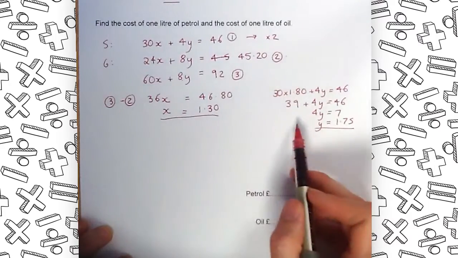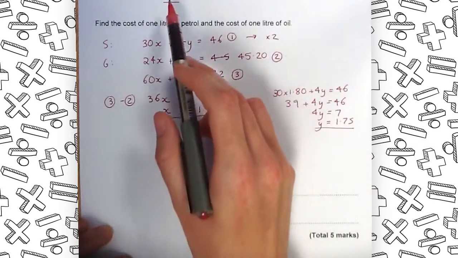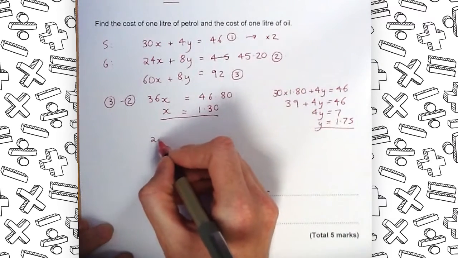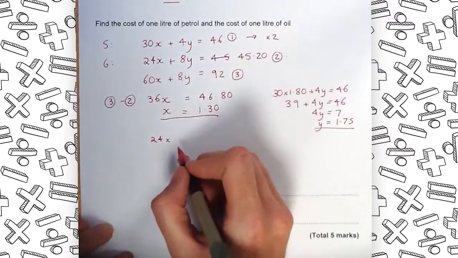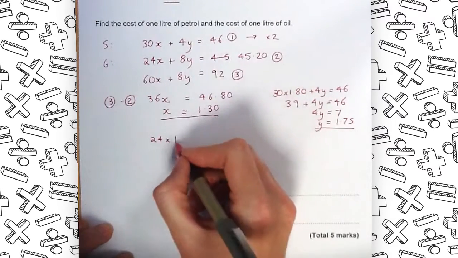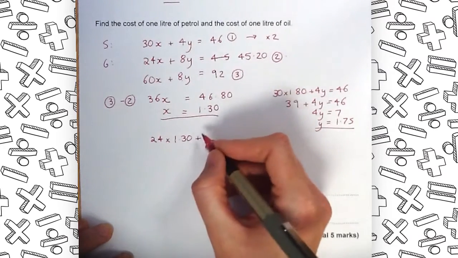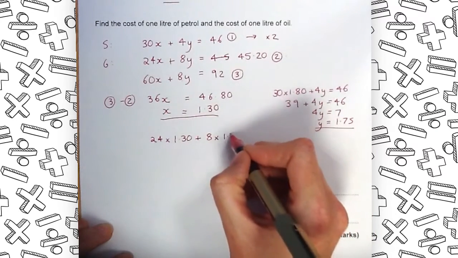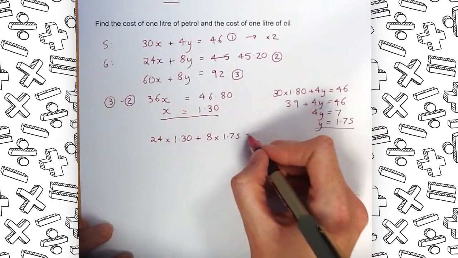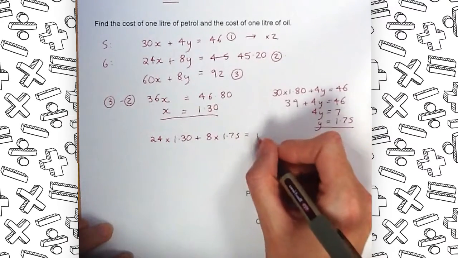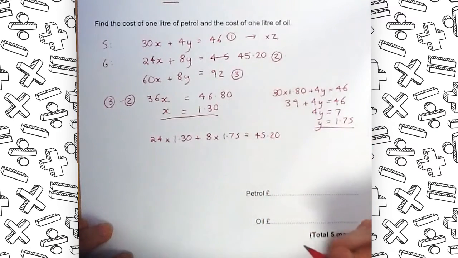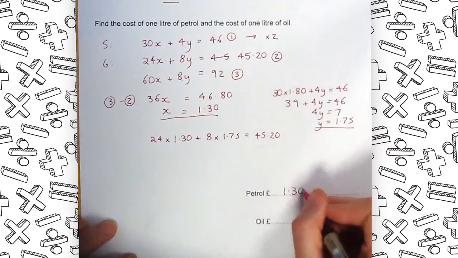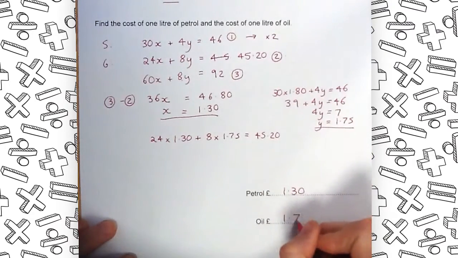Just to double check, I'm going to substitute both of these values into the other equation. So this gives us that 24 multiplied by X, which is £1.30, plus 8 multiplied by Y, which is £1.75, and this does equal the value of £45.20, so we are correct. So that means that 1 litre of petrol costs £1.30 and 1 litre of oil costs £1.75.